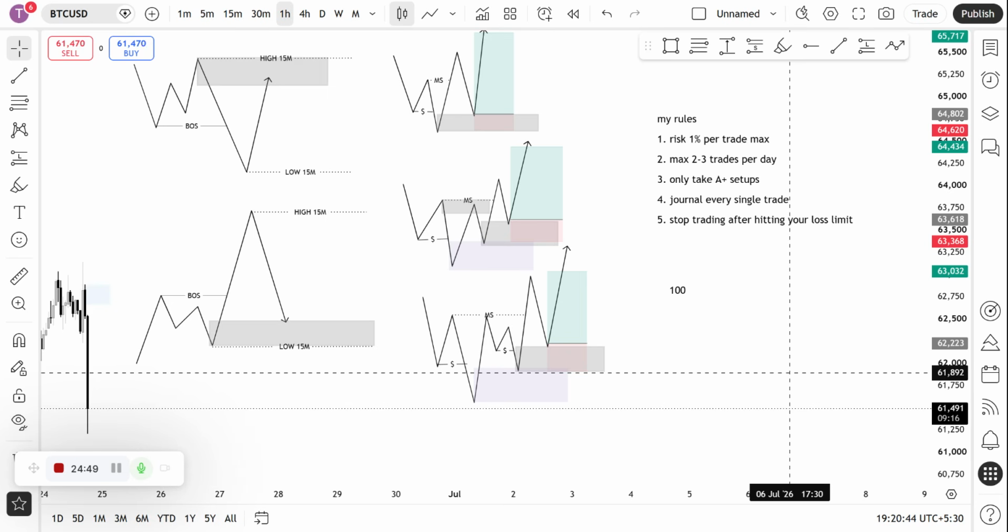That's one thing for sure. You are going to be rich only if you follow the rules. Only if you follow the rules, right?